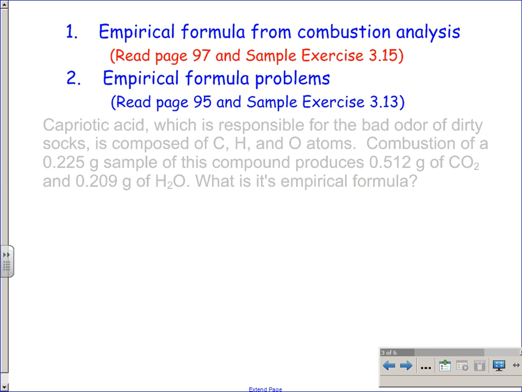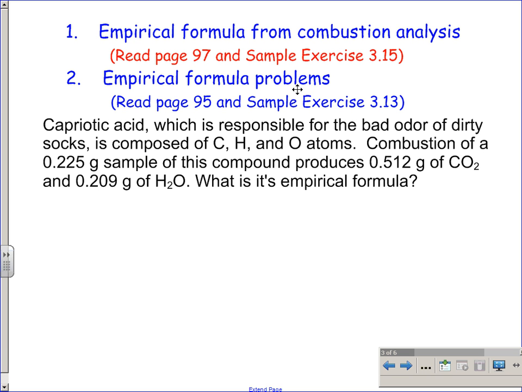So here's the problem we're going to look at. Caproic acid, which is responsible for the bad odor of dirty socks. So if your feet stink, it's caproic acid. It's a compound of carbon, hydrogen, and oxygen, so it is a hydrocarbon with oxygen on it. Combustion of any hydrocarbon sample through complete combustion is always going to give you CO2 and H2O. If there are other substances in it, there may be other things coming out, but every single atom of carbon in our original sample, and remember, we have a compound of carbon, hydrogen, and oxygen, we just don't know what these amounts are.